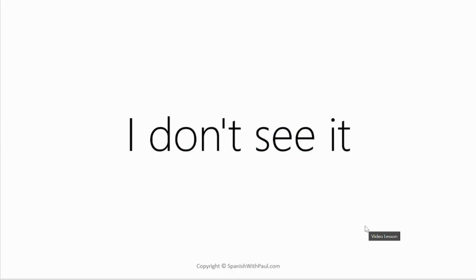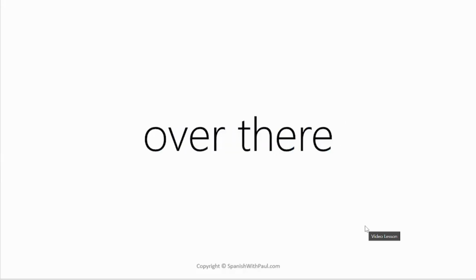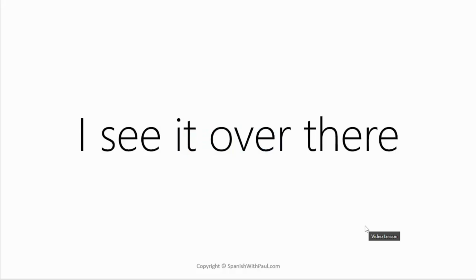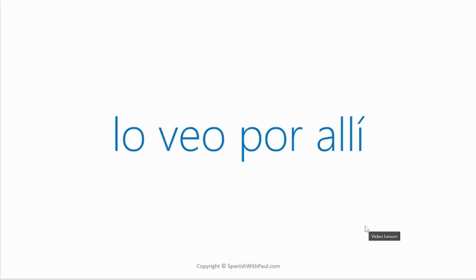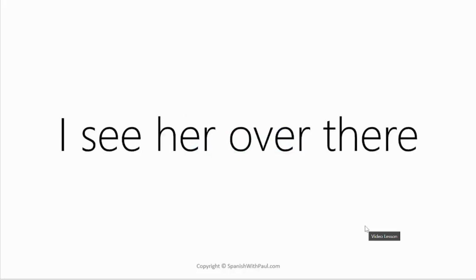How would you say I see it? Lo veo. I don't see it. No lo veo. To express over there, it would be por allí. How would you say I see it over there? Lo veo por allí. What about I see her? La veo.